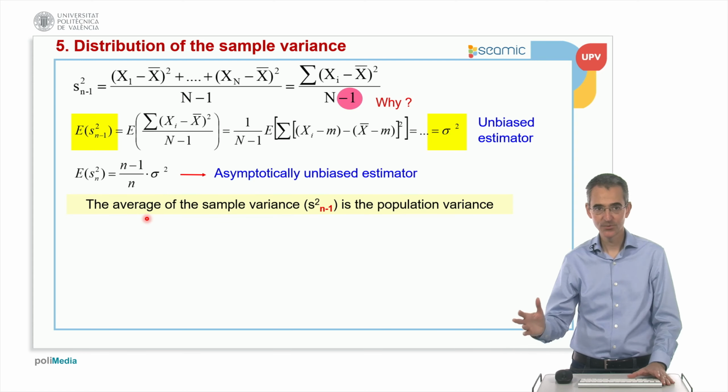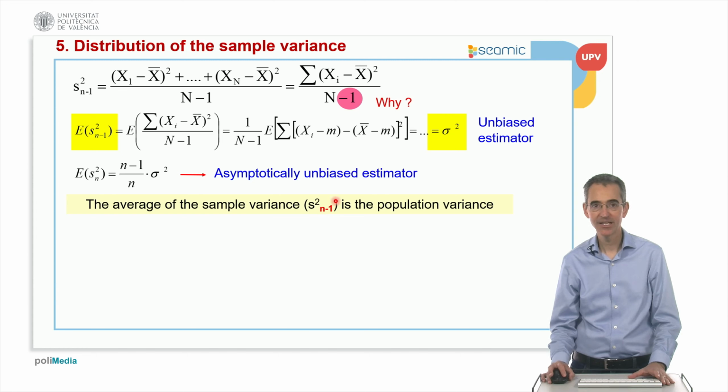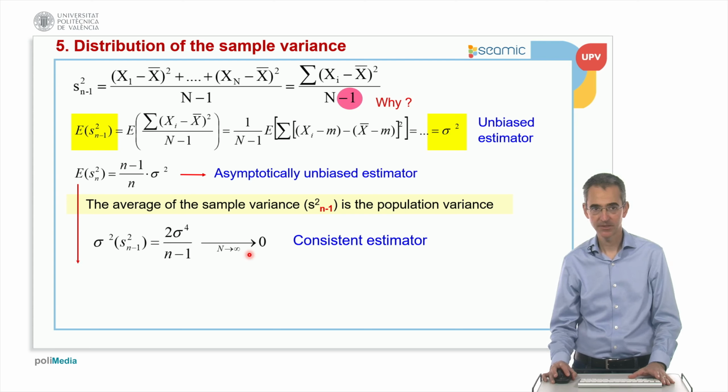So the rule that we have obtained is that the average of the sample variance is the population variance, with the condition that we apply the formula divided by n minus 1. And then the variance of this sample variance is this, and when n tends to infinity, this variance tends to 0. This is the definition that I provided in a previous video about a consistent estimator. What I'm going to do next is a demonstration with Statgraphics of this formula.